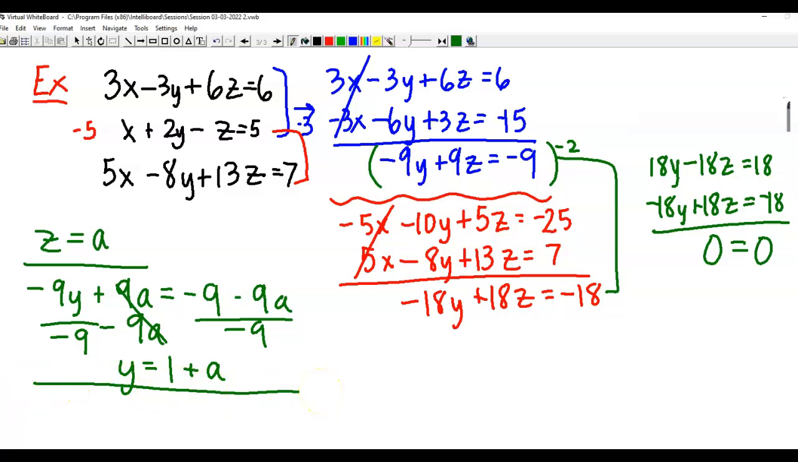Okay, now finally, so I have z and now I have y. Now how do we find x? See this equation here? I replaced the z with an a. That's all I did here. And then I solved for y. So I moved this over by subtracting it. And then divided by negative 9.